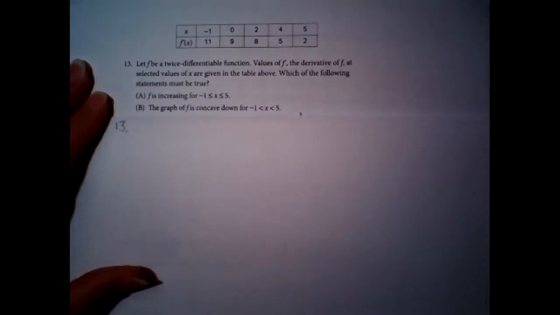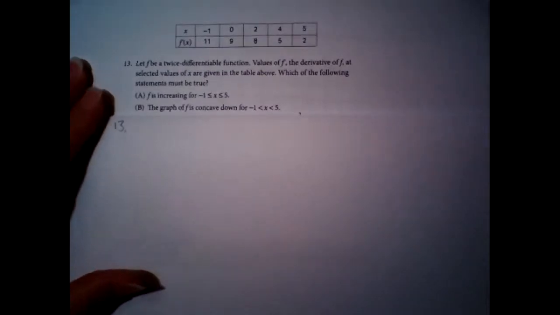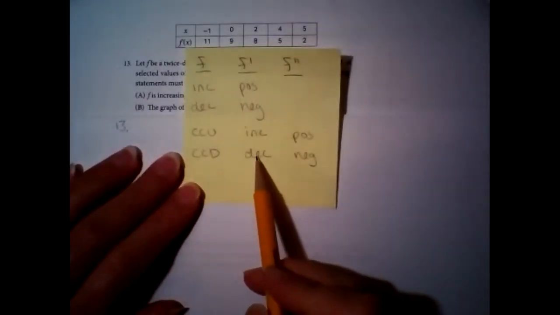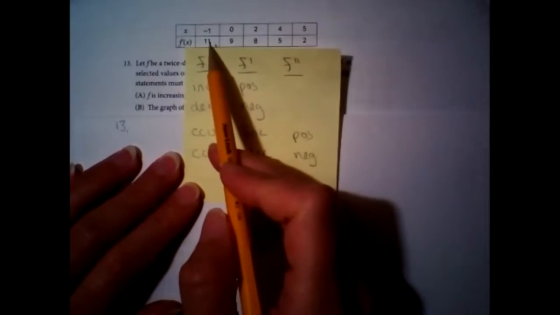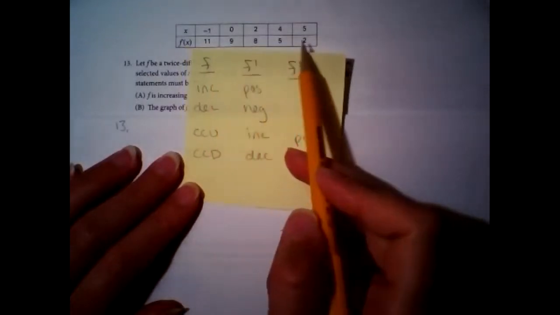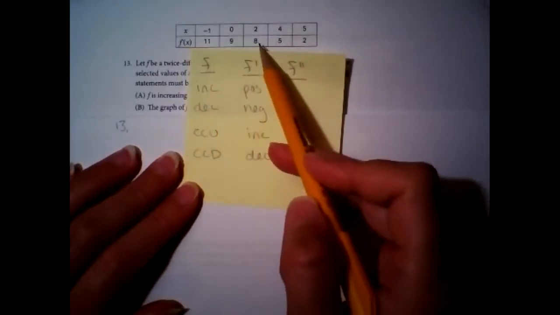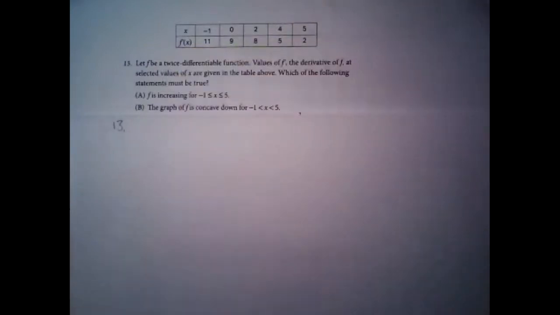Can't be it. B, the graph is concave down. Well, you would need your first derivative to be decreasing all the time for that. Concave down means your derivative would be decreasing. And again, at first glance, it looks like 11, 9, 8, 5, 2. But again, I don't know what's happening in between. In between these, it could go back up. So we can't guarantee that.